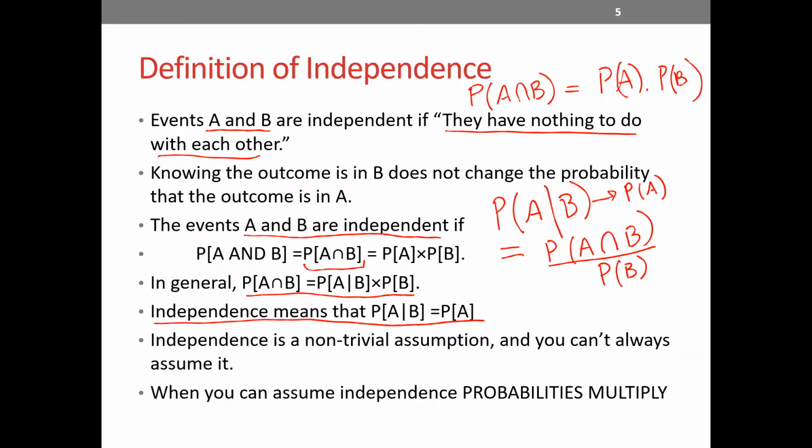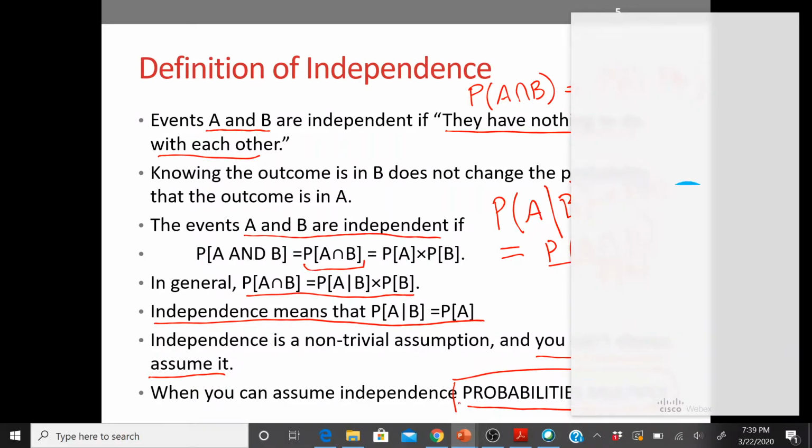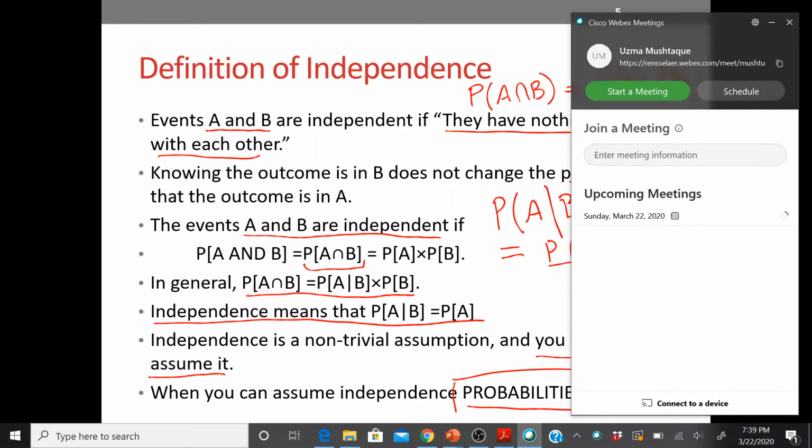So independence essentially means probability of A given B is nothing but probability of A. And this is a non-trivial assumption. This really matters when you're deciding to compute probability of two or more events, right? And also you cannot always assume it. And we have seen in plenty of examples when we were talking about conditional probability that we cannot all the time assume it. But whenever we can, then the probability of A and B is actually the probability of A times the probability of B, which means we just multiply the probabilities, right? So it really makes our life easier.